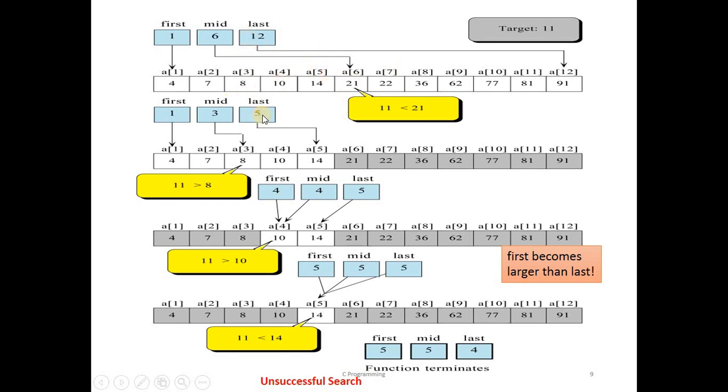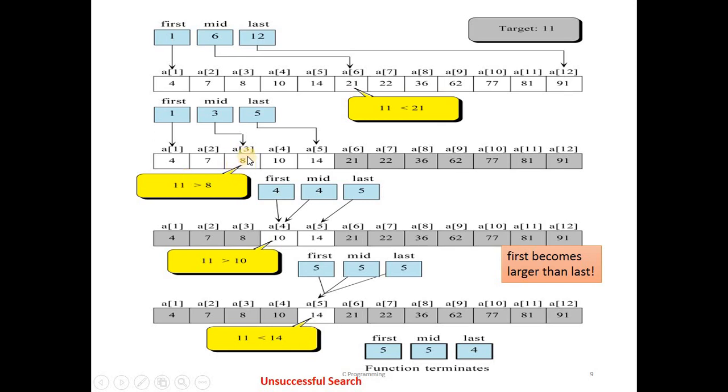So again last value becomes 5, mid minus 1, 6 minus 1, that is 5. So this is the left half of the array. Here is the possibility of finding my 11. So again I will find out the mid value, that will be first plus last by 2, that is 3. So at third index it is 8, but I am looking for 11. So 11 is not present, mismatch occurs.